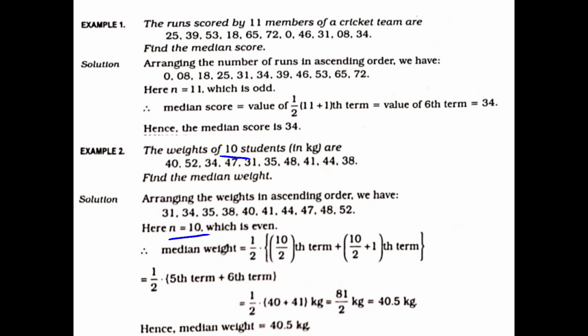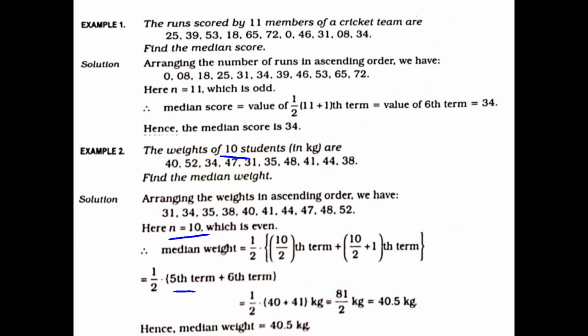What is n? That is 10. So instead of n we have to substitute 10. So 10 by 2 th term, 10 by 2 plus 1th term. 10 by 2 means the answer is the 5th term. 10 by 2 plus 1 means 1 plus 1 is 2, 10 plus 2 is 12, 12 by 2 cancelling is 6. So 5th term plus 6th term.